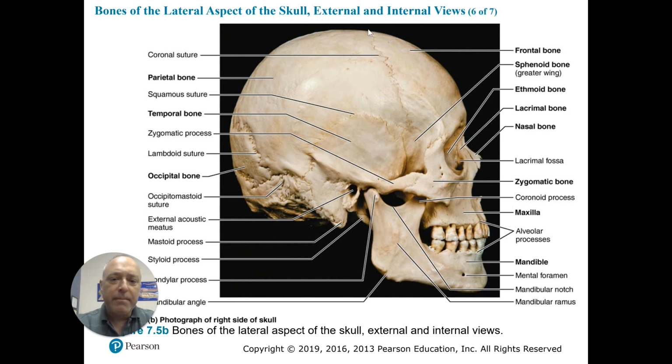The landmarks are the coronal suture, which separates the frontal and the parietal bones, the squamous suture, this one that's not straight, which separates the parietal and the temporal bones. The lambdoid suture, which separates the parietal and the occipital bone. Maxilla, which makes up the top of the jaw.